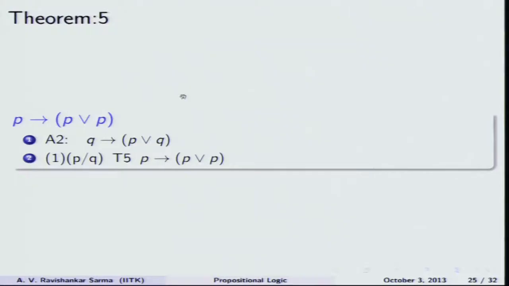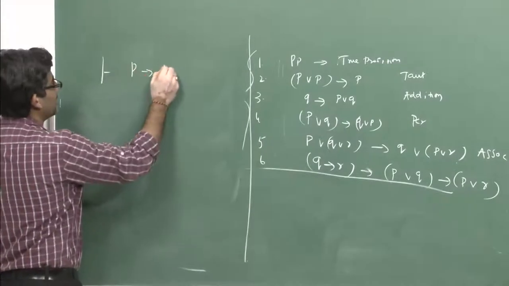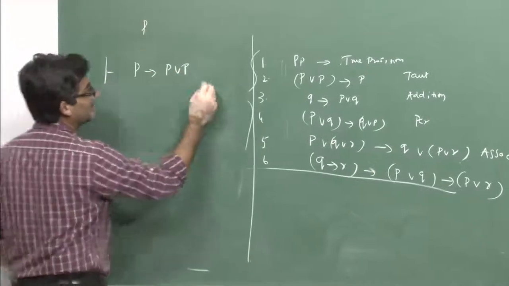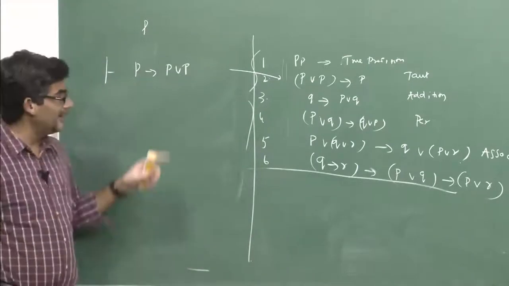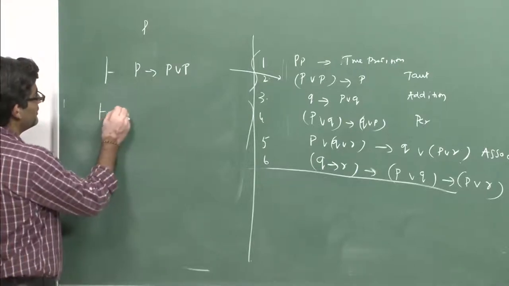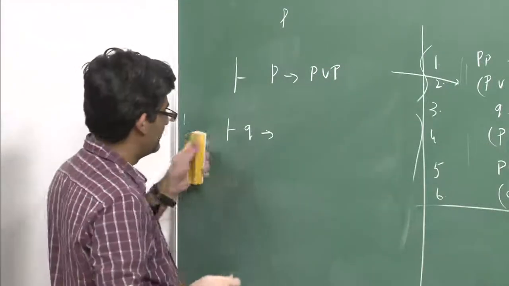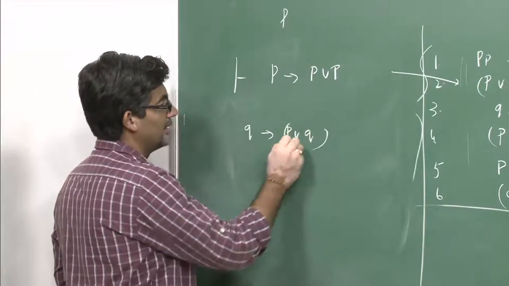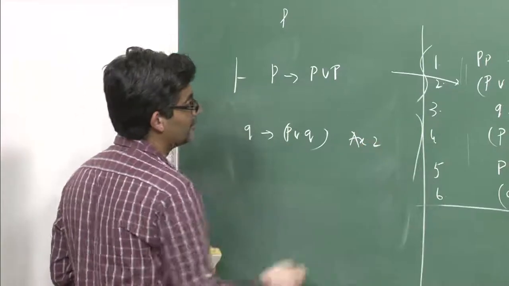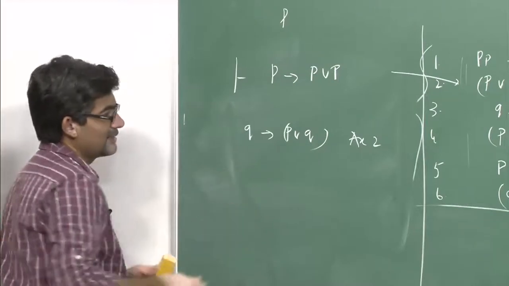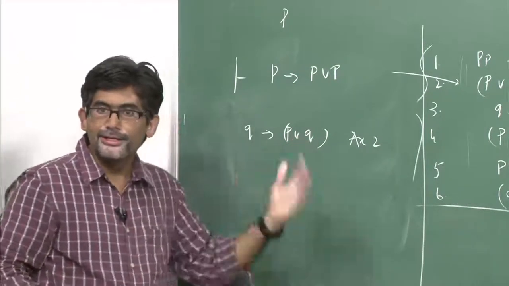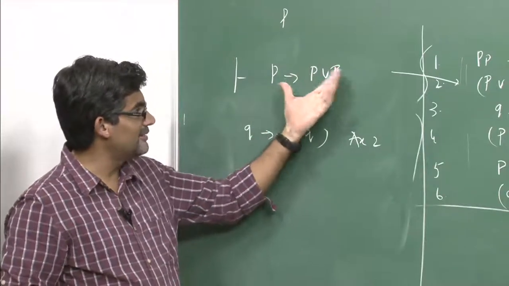So now let's say you want to derive P implies P or P. This is another kind of theorem. This is different from what we have here. So this is an axiom, P or P implies P, but we would like to derive P implies P or P. Again you can begin with axiom 2, that is Q implies P or Q. Somehow you need to change this into this particular format. What substitutions do you make so that it will lead to what we require?